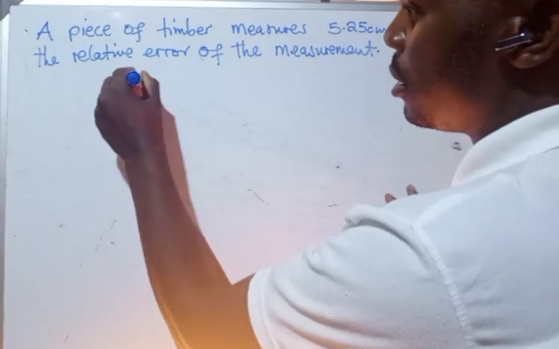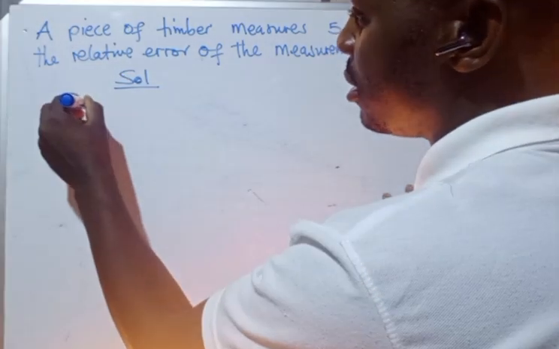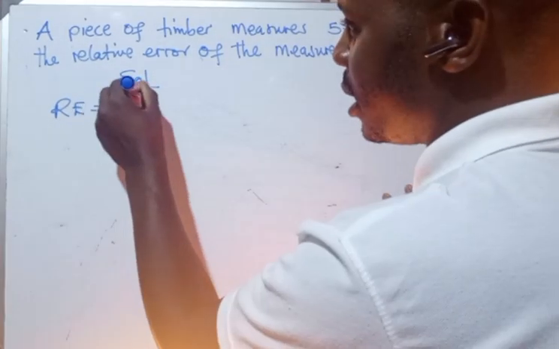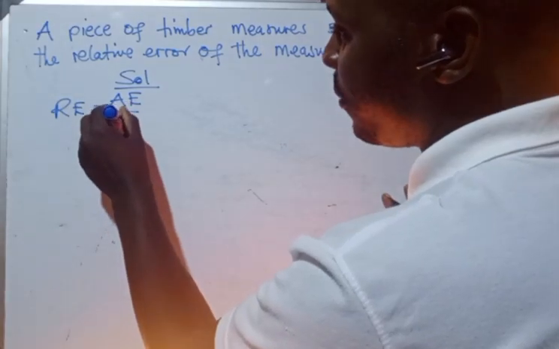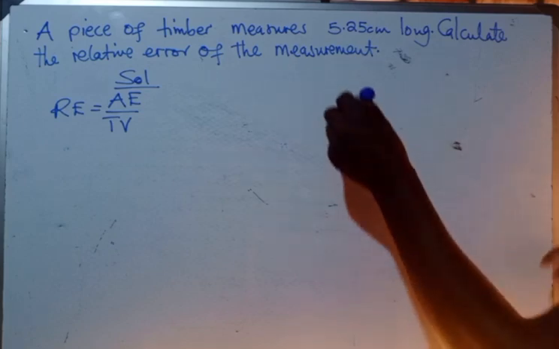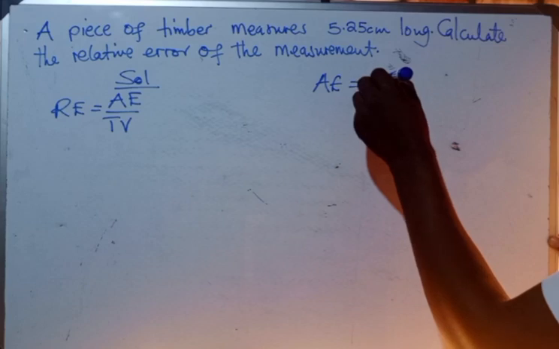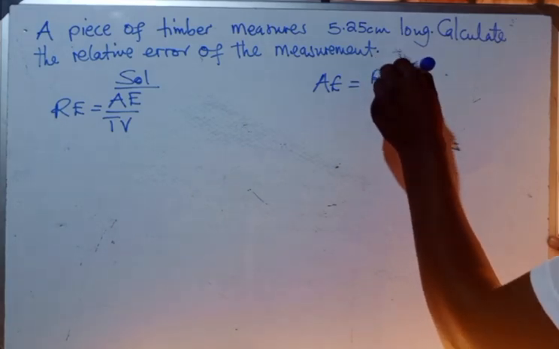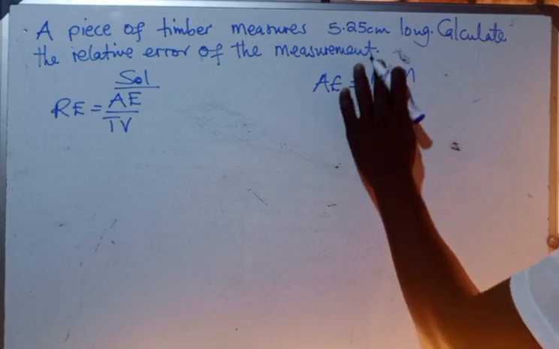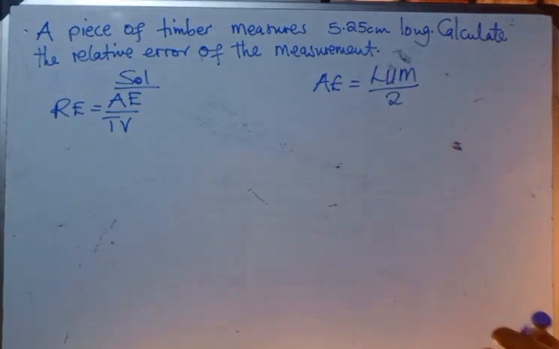Solution. You write your solution, then we should always know that relative error is always the absolute error over true measurement. I will say AE over TM, true measurement. Now, how do we find the absolute error? Absolute error is the least unit of measurement, you divide it by 2.